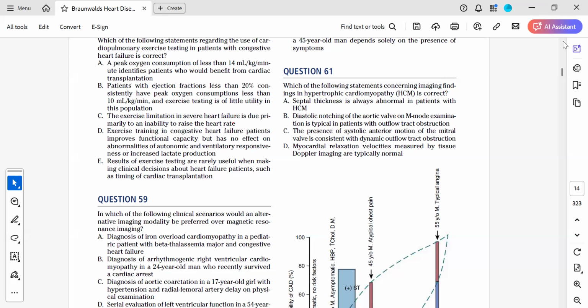Option D says myocardial relaxation velocities measured by tissue Doppler imaging are typically normal. So myocardial relaxation in hypertrophic cardiomyopathy is impaired because of the hypertrophy and then some form of replacement fibrosis. So relaxation is usually impaired in hypertrophic cardiomyopathy. There's no option E.